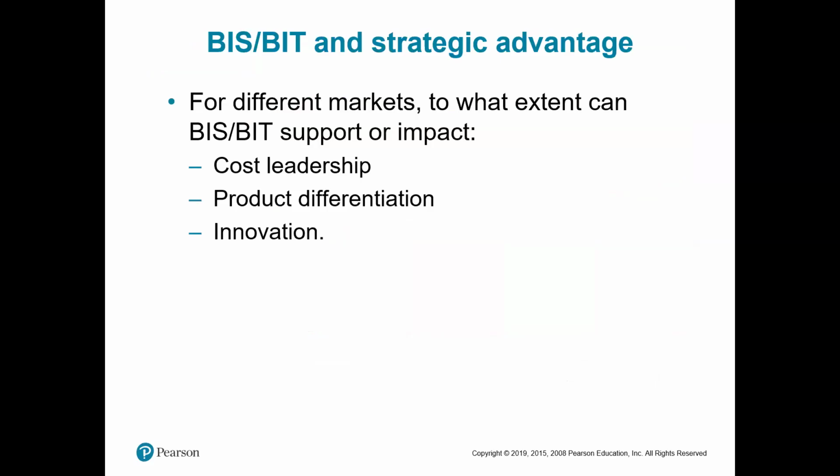All right, so business information technology or business information systems, and the strategic advantages that this technology gives to our businesses today. So what are some of the advantages? For different markets, to what extent can business information systems support or impact cost leadership, product differentiation, and innovation?